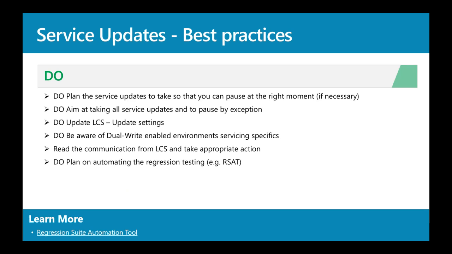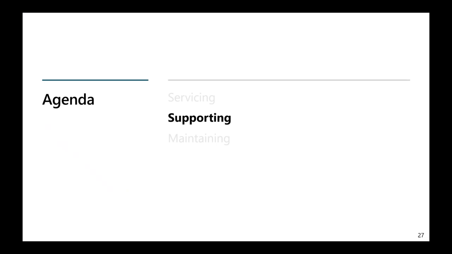And the last thing I want to mention again is that automatic regression testing, RSAT or any other tool, is extremely important. And the link to RSAT you can find at the bottom of this slide. So this concludes the first chapter about servicing. So the next one is supporting.